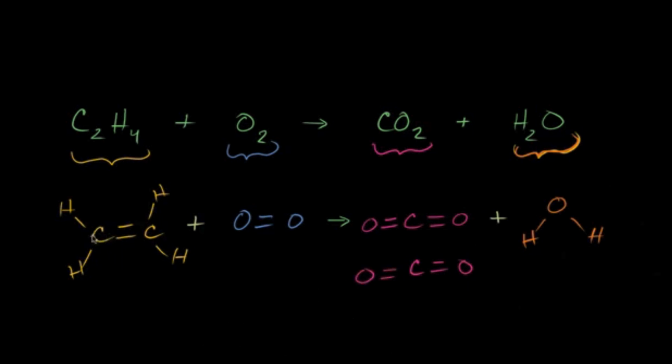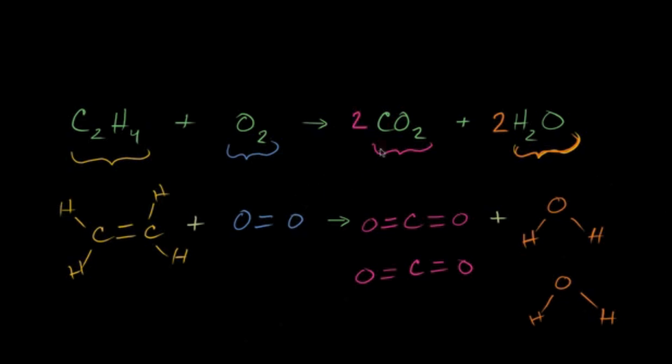So now we've balanced the carbons: 2 carbons on the reactant side, 2 carbons on the product side. And then you go to the hydrogens. We have 4 hydrogens here and we only have 2 here. Well, what if we had 2 of these water molecules? So let's draw another water molecule here. So OH. Actually, let me write this right over here. So now we have 2 of these, and now we have 2 of these.